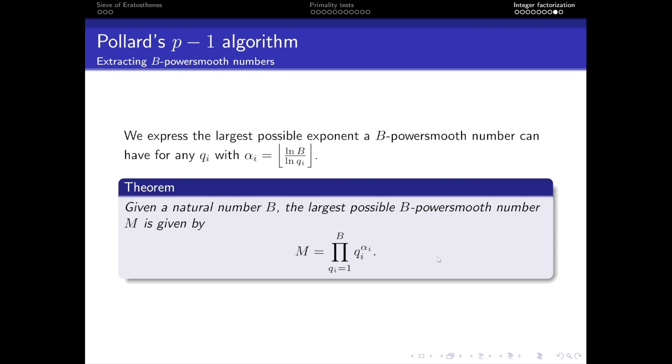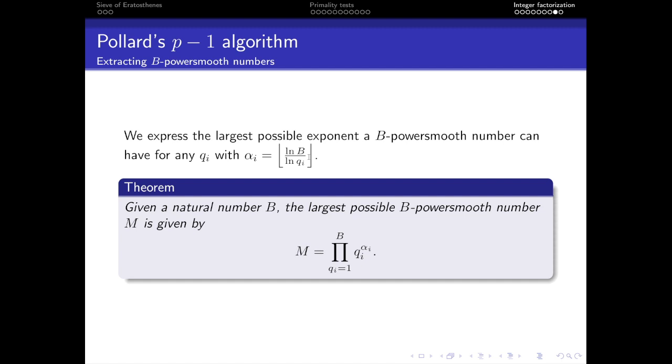And the way we can get such a u that a to the u minus 1 is a multiple of p is that we first express the largest possible exponent a B-power smooth number can have for some prime power. It's very simple to calculate this. If you recall the definition I gave you earlier of p-power smooth numbers, q sub i to the r is less than or equal to B. So if you take the logarithm of both sides and then divide, you get this number. You then take the floor of it, so it's obviously a valid integer, and we will call it alpha i.